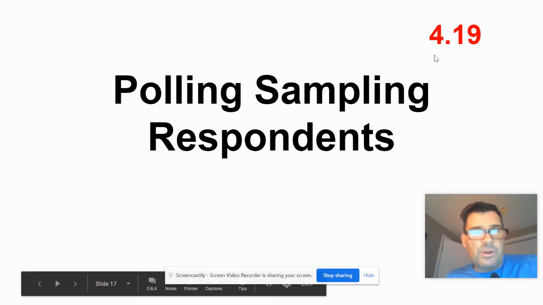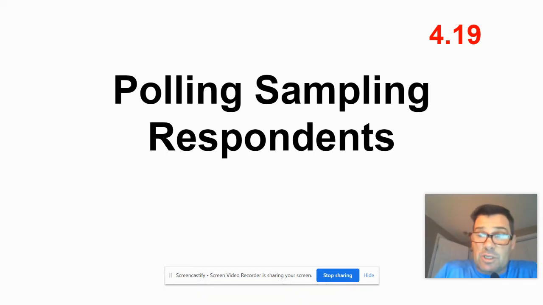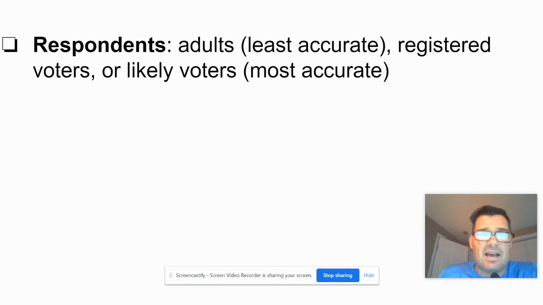Moving on with polling, we're going to be looking at sampling respondents and what that looks like, and question types. All right, 4.19, polling sampling respondents. So what does that look like? First off, respondents means who do you ask the question to?